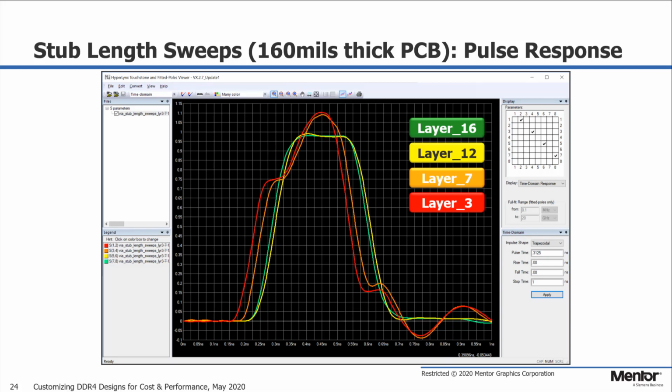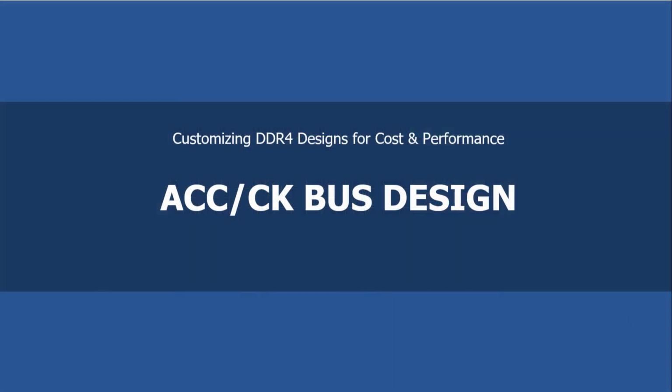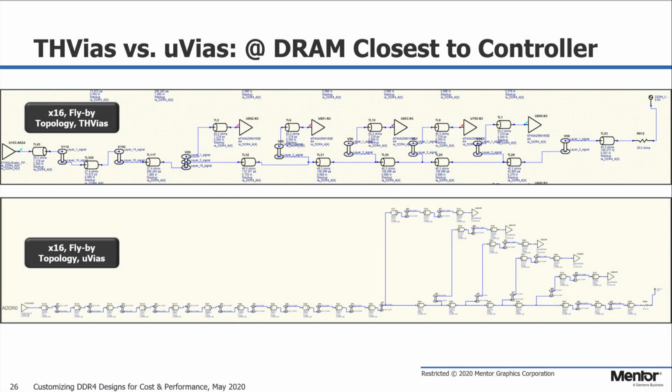Now let's take a look at that next. We'll first look at the address and clock bus, as it's harder to design than the data bus, since these nets route to every DRAM on a DDR4 bus. Here I have two address topologies with through-hole vias on the top and micro vias on the bottom. There are 5 loads since we're using x16 devices for 16 data bits and an x8 device for the ECC bits. We'll simulate the nets running at DDR4 2.666 megatransfers per second.